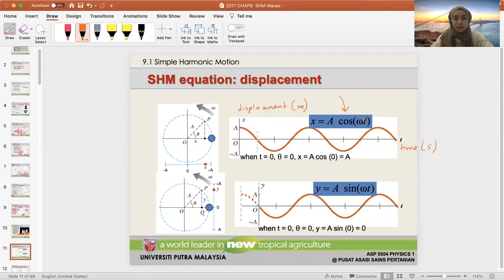For a cosine, when the theta or the omega T is equal to 0, your cosine is 1, right? Your cosine becomes 1, which means that your X becomes A. So here, when T is 0, your X is A. Okay, here is one cycle.